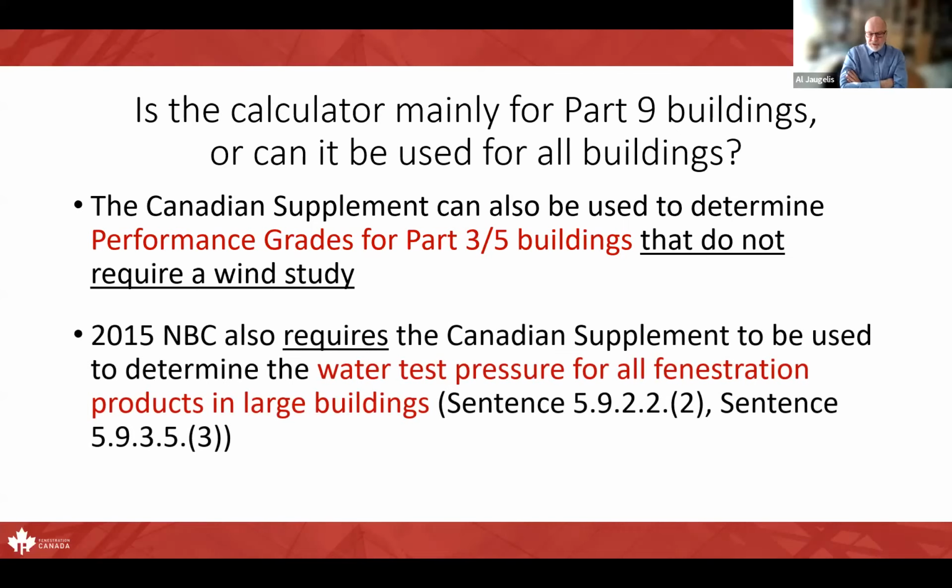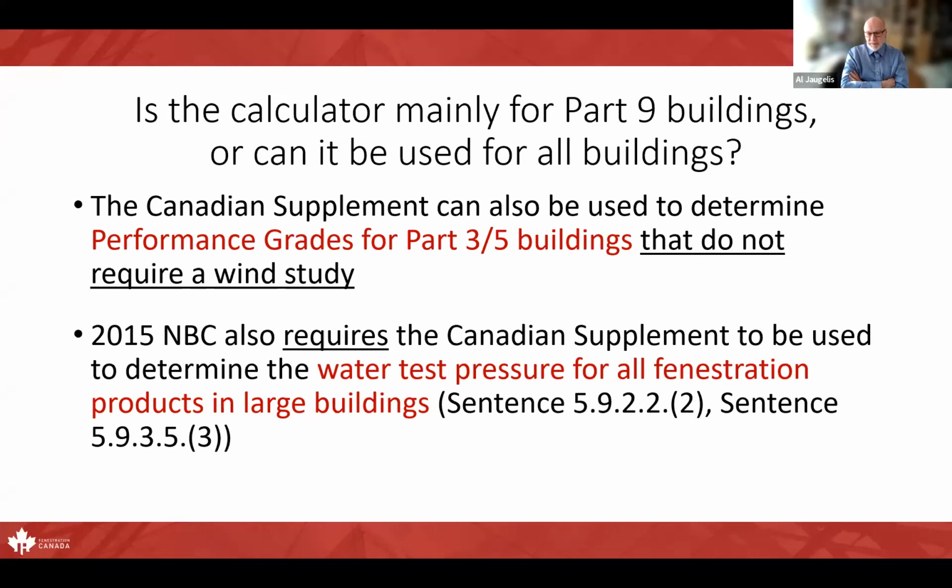What is also interesting is that the Canadian supplement is now referenced in Part 5 of the Building Code for the category of product called other fenestration assemblies. So in fact, the code actually now tells you, and this is the 2015 National Code, to use the methods of the Canadian supplement to determine the water test pressure for fenestration products, not just in small buildings, but also in large buildings and high-rise buildings.